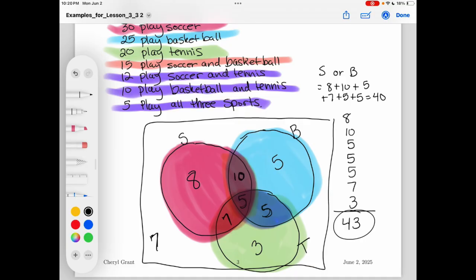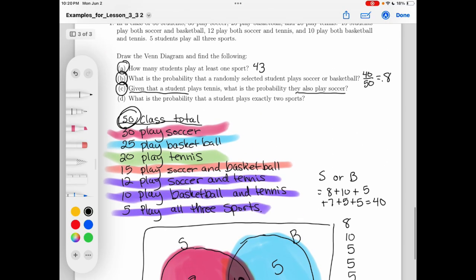So, out of all the people that play tennis, that is a total of 20. Right? We have the 7, the 5, the 5, and the 3. Now, out of those people, the number of that play soccer, that's in this group right here. So in the tennis group, the people that play soccer is the 7 and the 5. So that's 12 out of the 20 that play soccer.